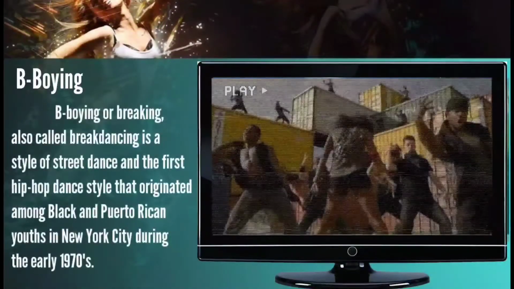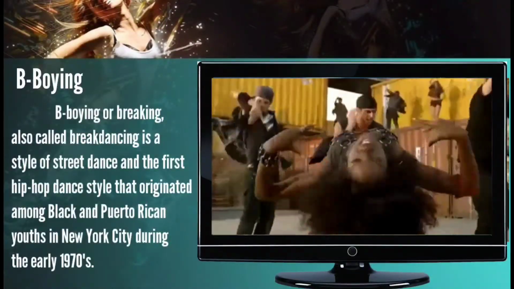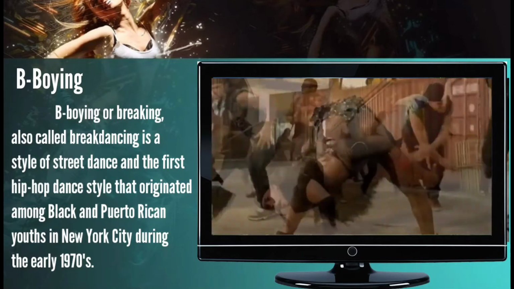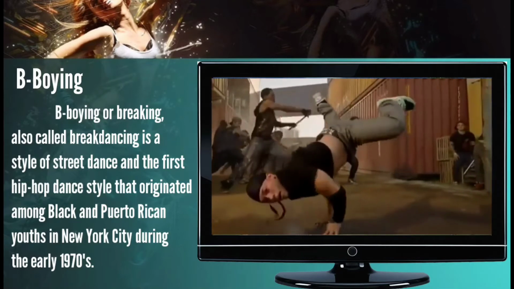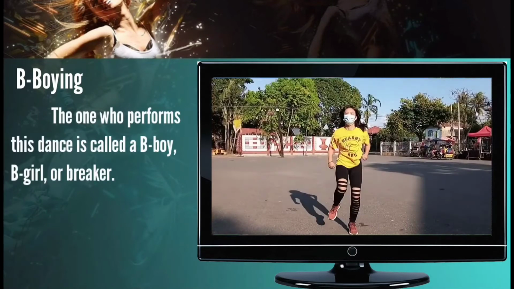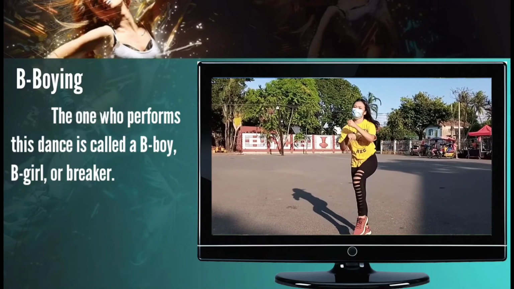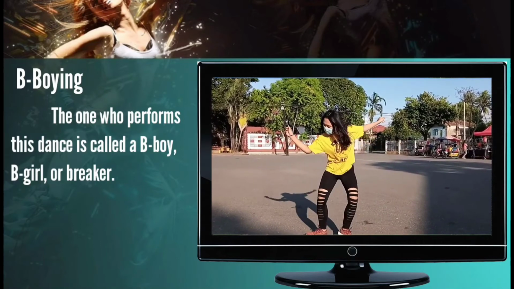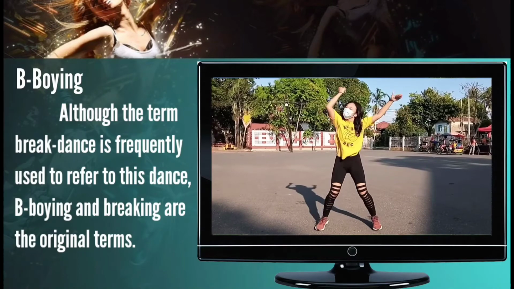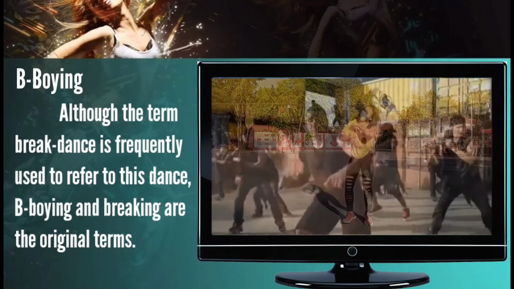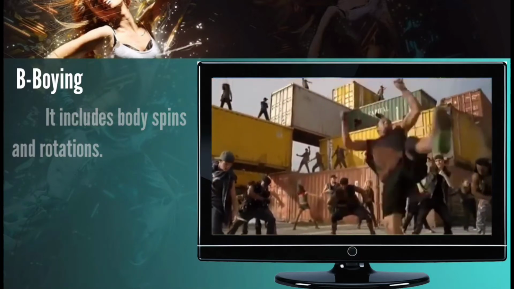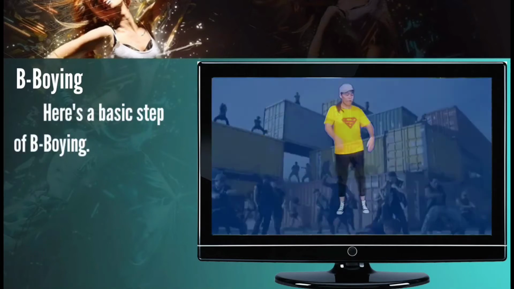B-boying. B-boying or breaking, also called breakdancing, is a style of street dance. It is the first hip-hop dance style that originated among Black and Puerto Rican youths in New York City during the early 1970s. The one who performs this dance is called a b-boy, b-girl, or breaker. Although the term breakdance is frequently used to refer to this dance, b-boying and breaking are the original terms. It includes body spins and rotations. Here's a basic step of b-boying.